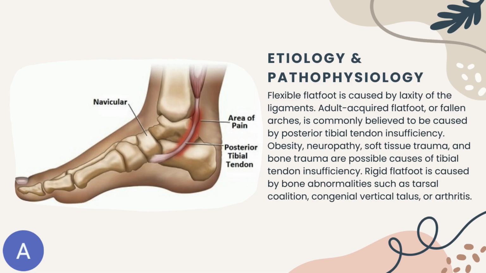Okay, for arthritis, as we know, the joints become inflamed. So when the joint becomes inflamed, there might be deterioration to the ligaments, and the ligament involved is the posterior tibial ligament.